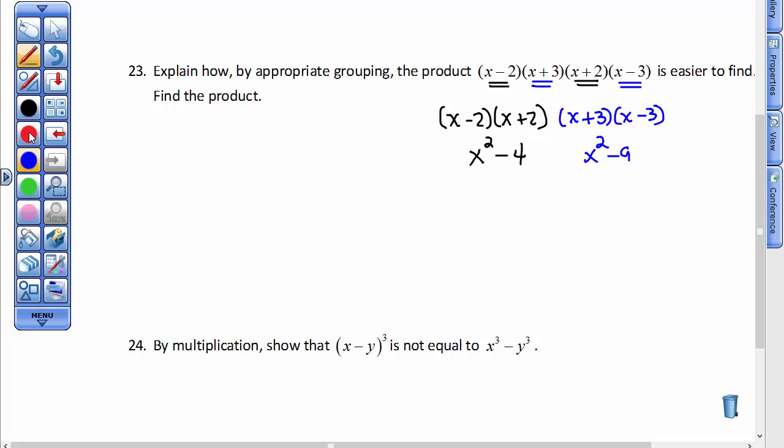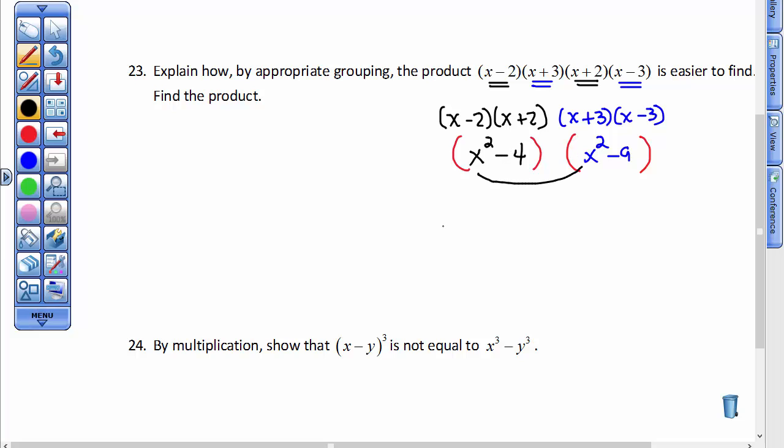It'd be so much simpler to now take x squared minus 4 and multiply it by x squared minus 9 than would it to be to FOIL these two, and then maybe this one times those two, and then this one times those two. So remember, multiplication can be done in any order. So I took these two, then these two. Now I'm going to FOIL these.